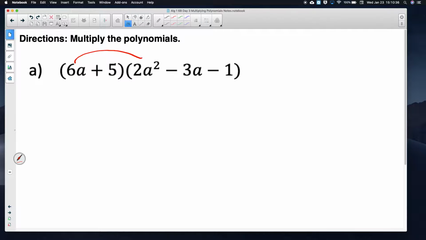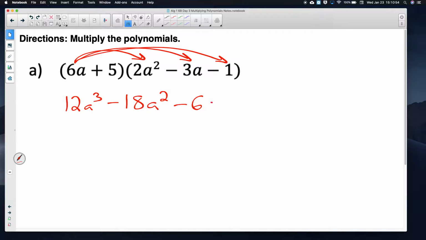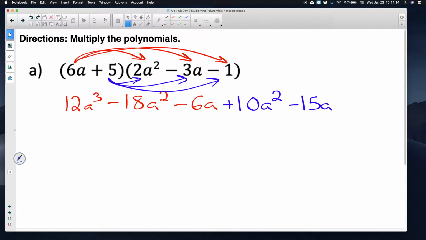I got 6a times 2a squared, well, that's going to give me 12a cubed. I have 6a times negative 3a, which is going to give me minus 18a squared. And I've got 6a times negative 1, which is minus 6a. So I distributed the 6a. Now I need to distribute the 5. So I've got 5 times 2a squared, which is going to give me plus 10a squared. I've got 5 times negative 3a, which is minus 15a. And last but not least, I have 5 times negative 1, which is minus 5.